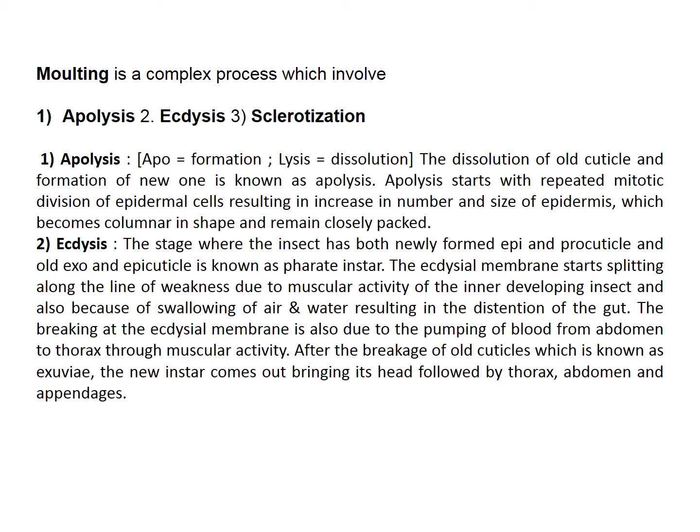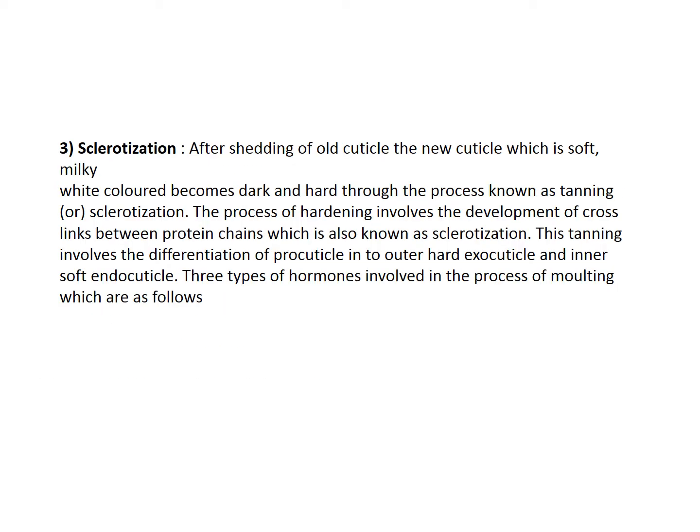The stage where the insect has both newly formed epicuticle and procuticle and the old exocuticle and epicuticle is known as pharate instar. The ecdysial membrane starts splitting along the line of weakness due to muscular activity of the inner developing insect and also because of swallowing of air and water, resulting in distension of the gut. The breaking of the ecdysial membrane is also due to pumping of blood from abdomen to thorax through muscular activity. After the breakage of the old cuticle, which is known as exuvia, the new instar comes out bringing its head followed by thorax, abdomen and appendages. So that is the process of ecdysis.